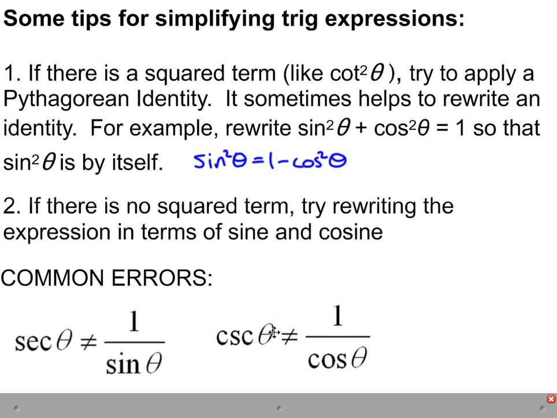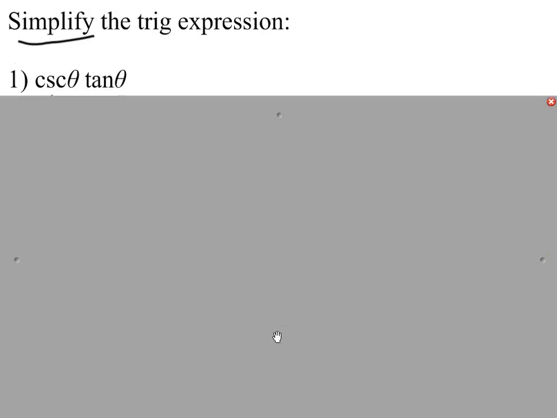We're going to look at 5 simplifications together here in this video. We'll start with some easy ones, work a little bit harder, and then I'll give you 4 to practice. You'll bring those to class. Okay, first one, simplify the trig expression. Let's think about those tips we just wrote down. It said if you have a squared expression, you should potentially use a Pythagorean identity.